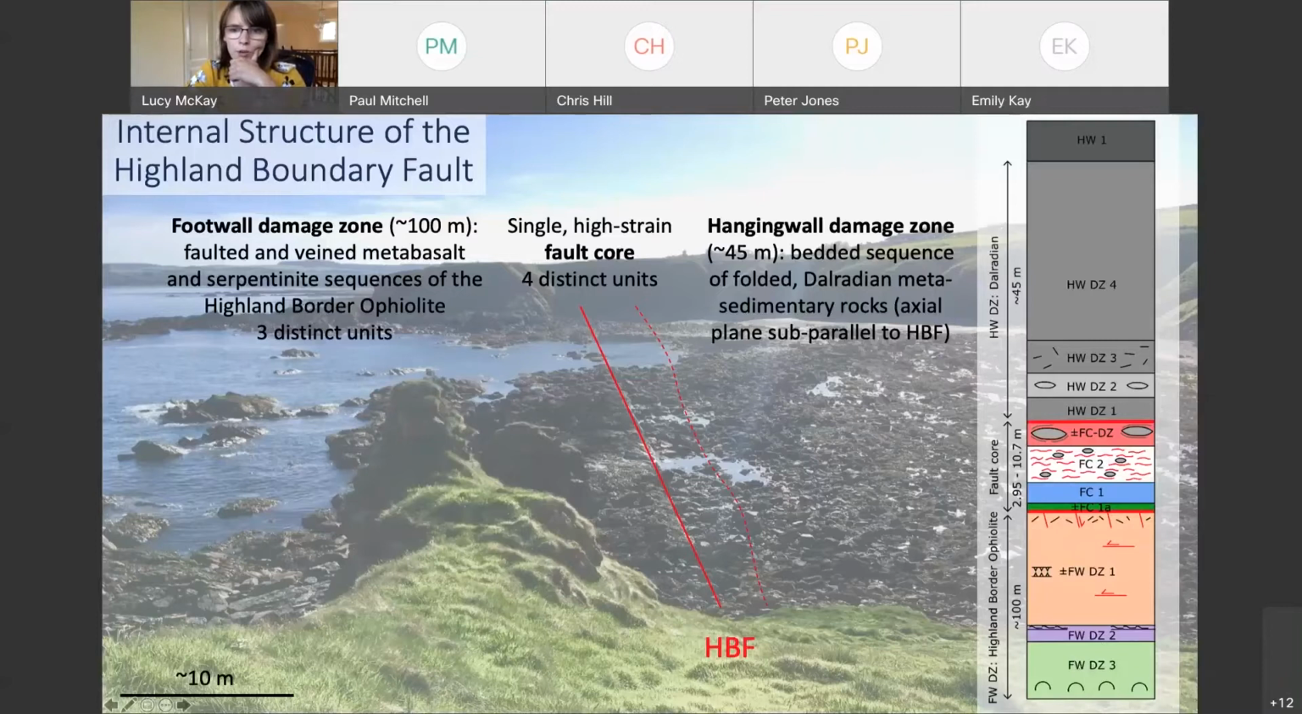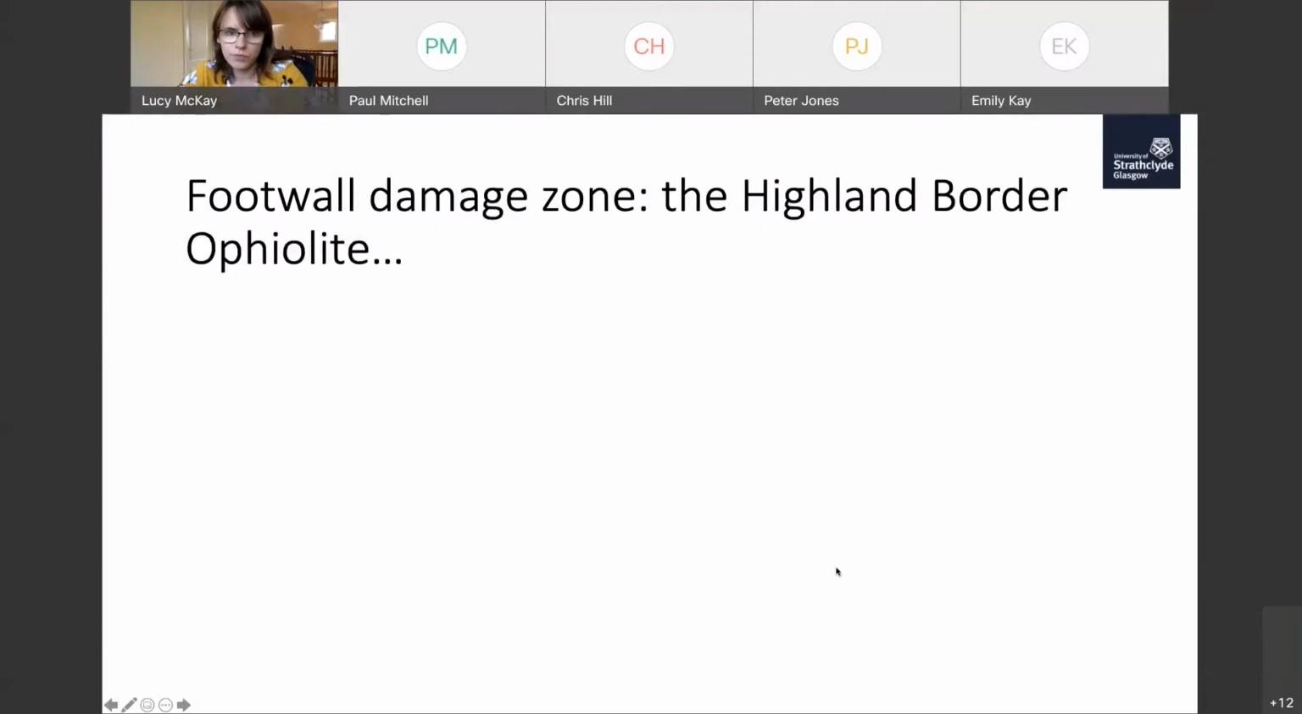So from south to north, in a cross fault transect, going from the bottom of this log, your Highland Boundary Fault consists of a footwall damage zone that comprises various parts of the Highland Border ophiolite, a structurally and lithologically variable fault core, and then a hanging wall damage zone on the north, which has your Dalradian rocks. So just starting from the bottom of this log at the purple unit, I'll go through and give you a bit more information on each of the units.